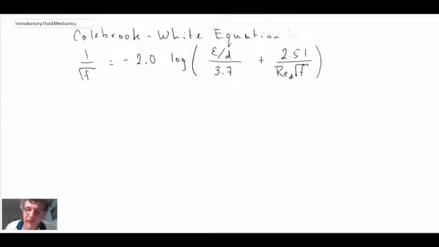Okay, so how do we solve this? We see that we have the friction factor there and we have the friction factor there. The way that you do it is you just do trial and error. So I'm going to develop a table here with F value, left-hand side, right-hand side, and then the difference between the two. I'm going to put in numbers and we'll take a look at where it takes us.